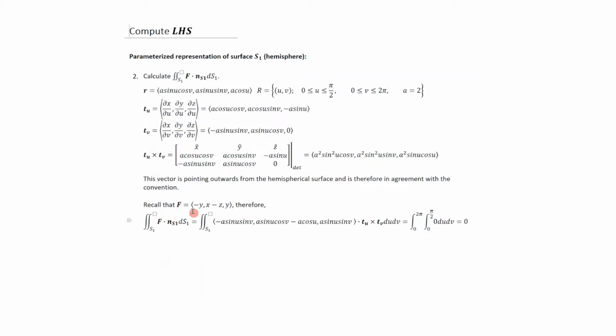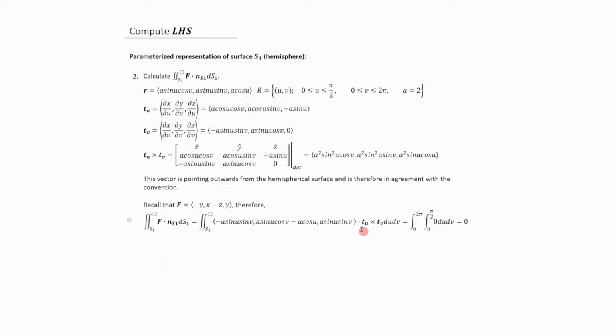Again, recall that F has this form, and so now we have to replace x's, y's, and z's with the parameterized values of x, y, and z, which are obtained right here. So this is the x value that we use when we make a substitution, this is the y value, and this is the z value. And so all of those are then substituted in to form this expression here.